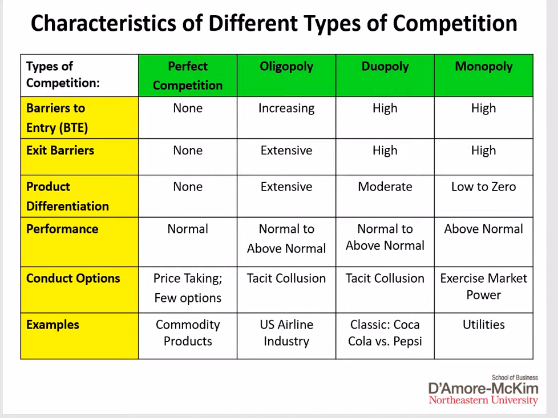The goal of understanding industry structure is again to understand what the structure looks like and what are the implications for the competition within that industry and its impact on profits and firm behavior.